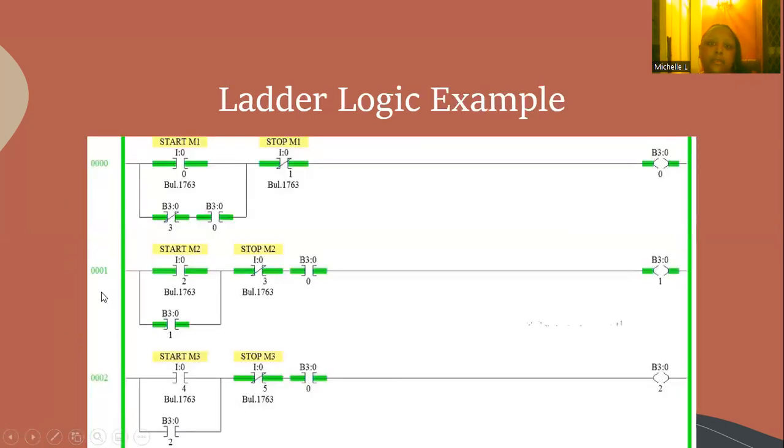And here's an example of ladder logic for a motor starter. So you have the relays here. And again, you have the start and stop, and you would read it going left to right.